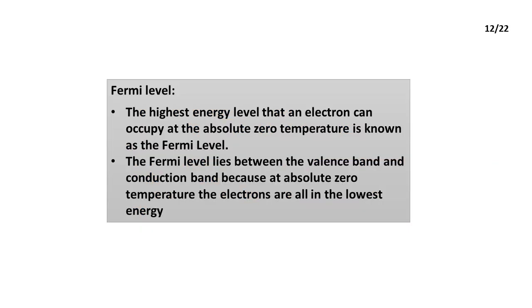Fermi level. The highest energy level that an electron can occupy at absolute zero temperature is known as the Fermi level. The Fermi level lies between the valence band and conduction band because at absolute zero temperature the electrons are all in the lowest energy.